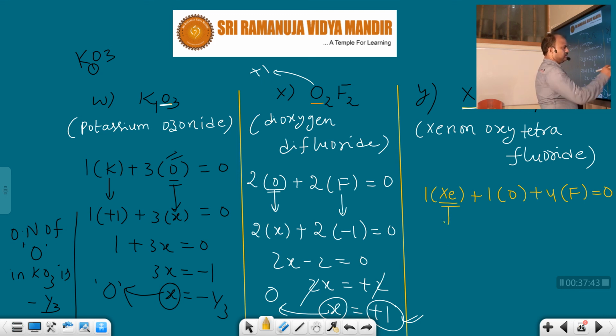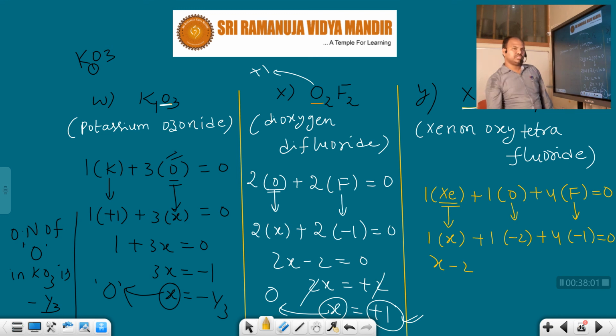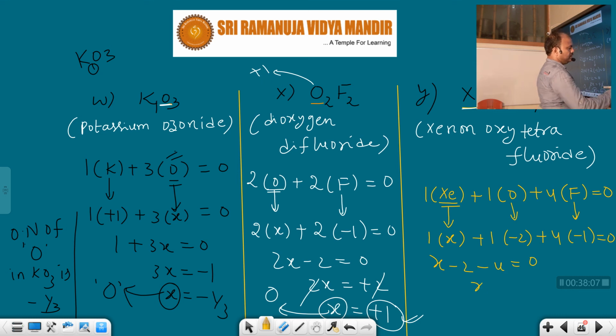So we have to find the oxidation number of xenon. Xenon say X. Oxygen generally exhibits the oxidation number minus 2. Fluorine exhibits oxidation number minus 1, is equal to 0. So X minus 2. Fluorine always exhibits oxidation number minus 1. This is one of the rules. Don't forget that one. X minus 2 minus 4 is equal to 0. X minus 6 is equal to 0. X is equal to plus 6.